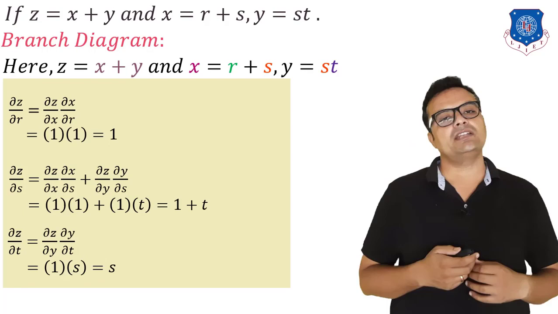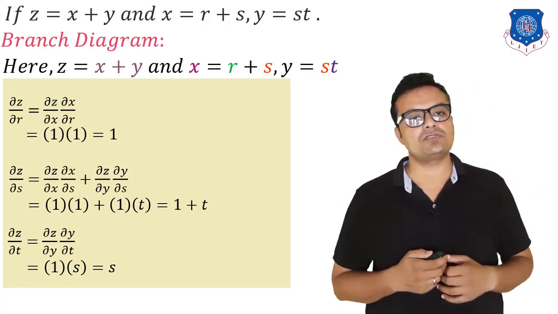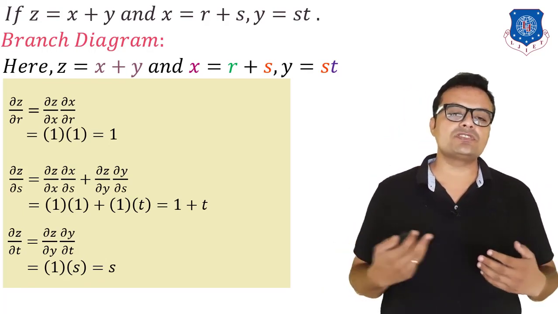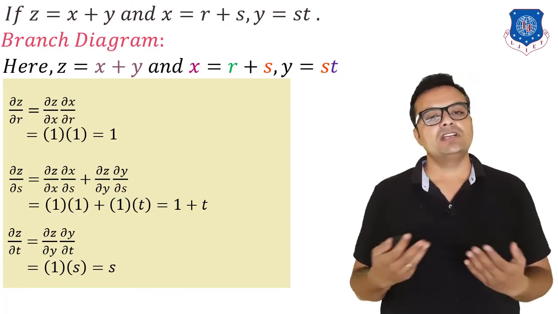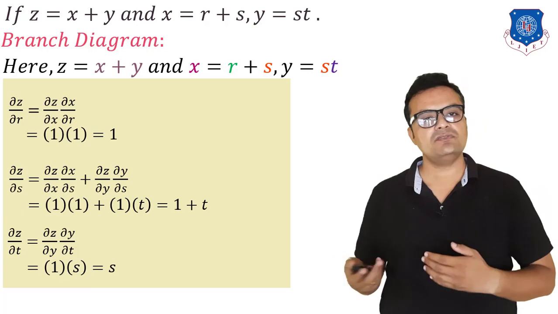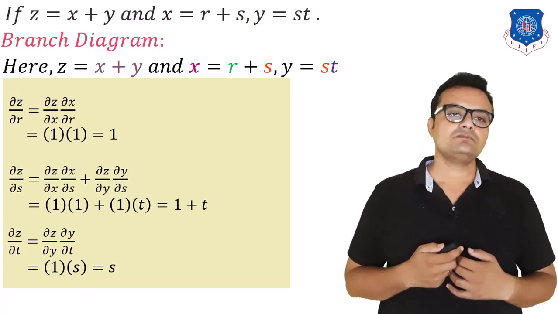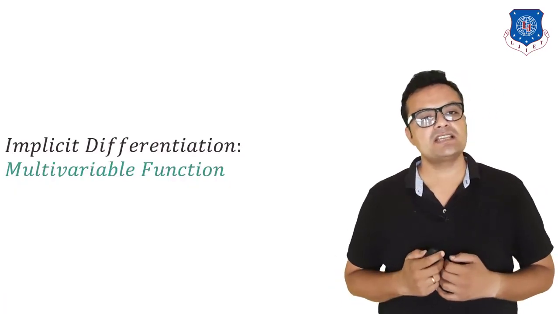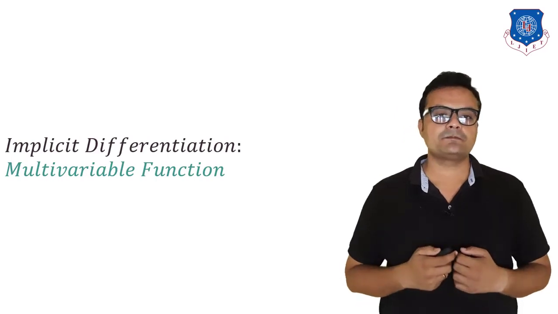This is how you can find the partial derivatives chain rule. These are only two situations. We can construct infinitely many situations by changing intermediate variables and changing free variables. Now let us move to the third part, which is implicit differentiation.